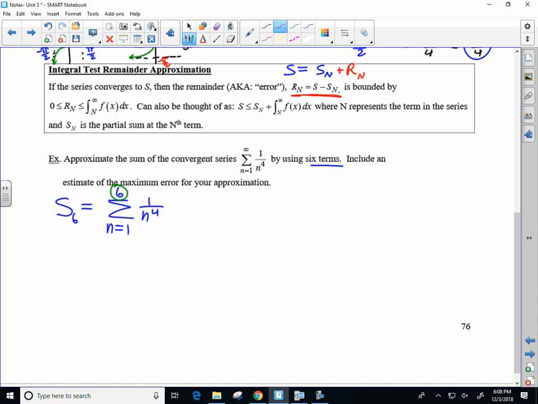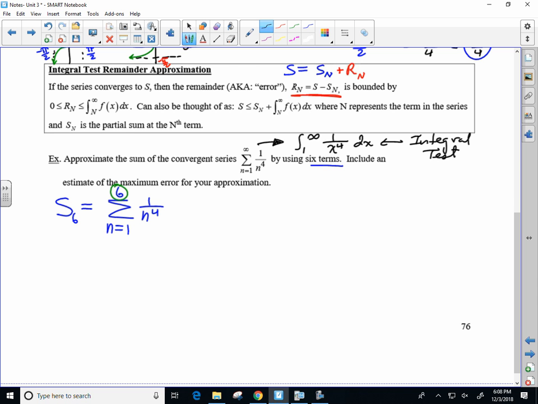So if we were to use the integral test, under normal circumstances, what I would do would be to take this guy here, find the antiderivative from 1 to infinity of the equivalent function 1 over x to the 4th dx. That would be the integral test to determine if it converged or diverged.